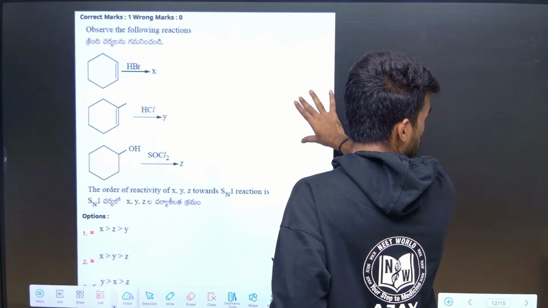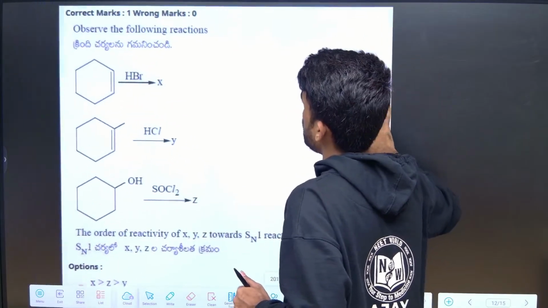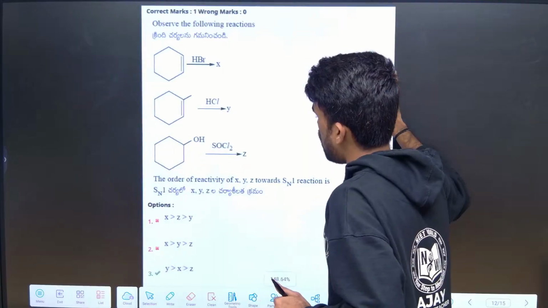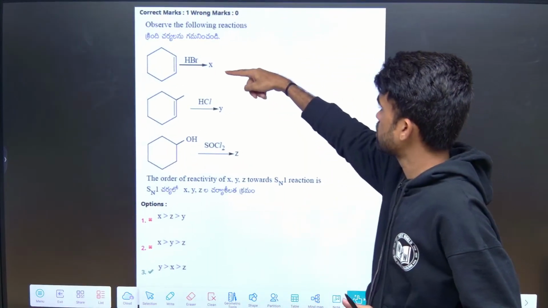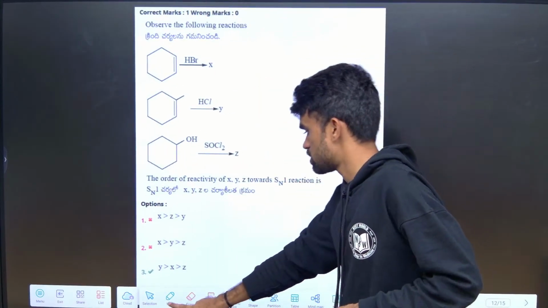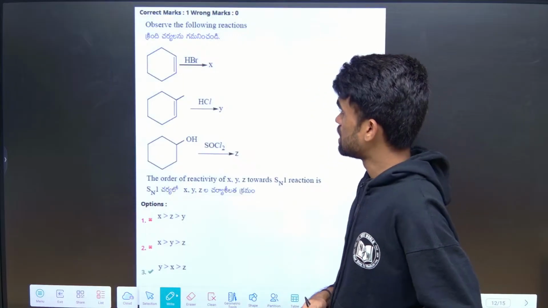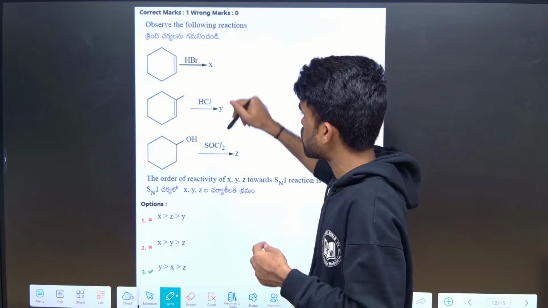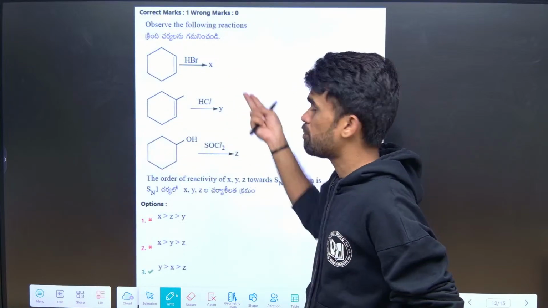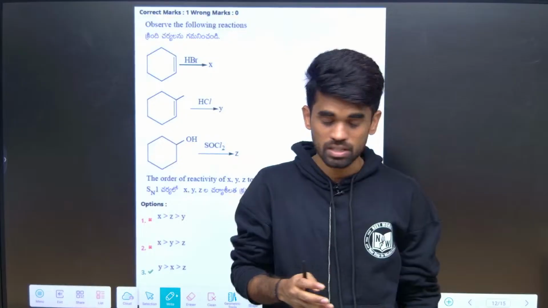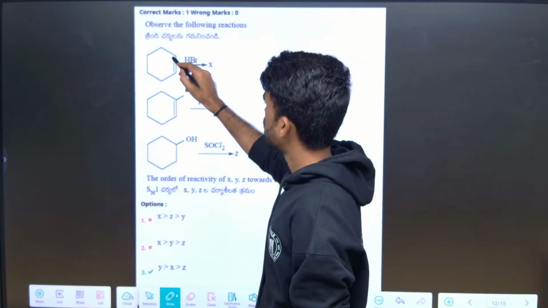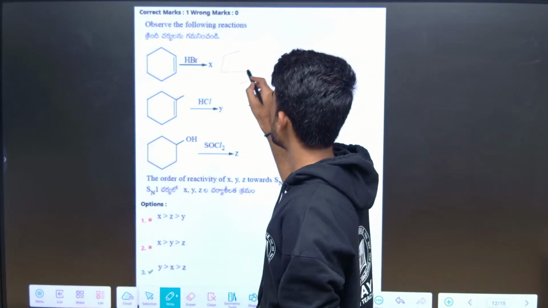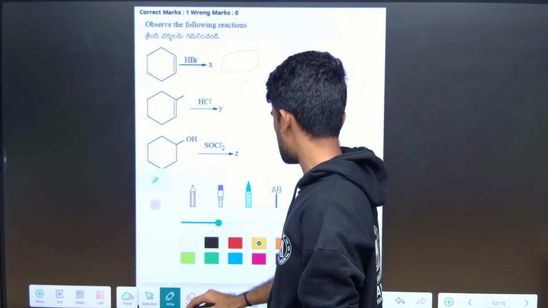Yes, so give a try to answer this. See, observe the following reactions and the order of reactivity of X, Y, Z in SN1 reaction. See, easy question, they made it a 2-step answer. In the first step you need to find the products in these reactions. After that compare the reactivity towards SN1 reaction. See, what do we need to do? Remove this double bond and add this HBr. How can we add this?